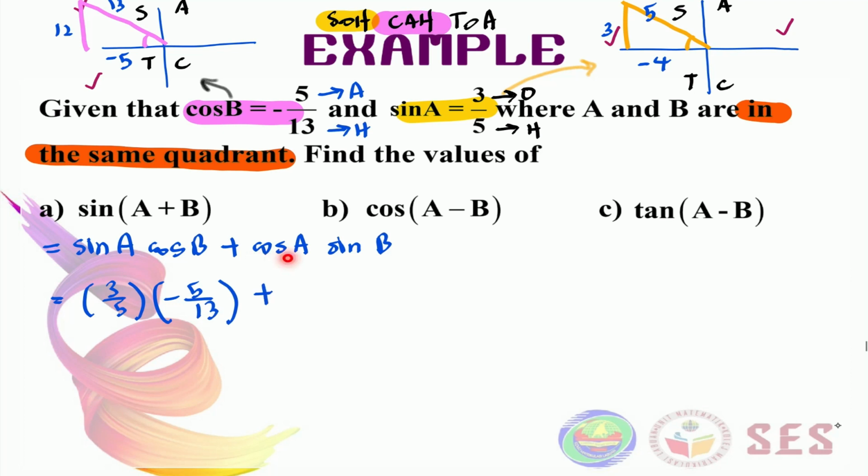Now, we haven't had cos a and sine b. This is angle A and this is our angle B. For angle A, we need to look at its triangle here. For angle B, we need to look at its respective triangle here. So, cos A is equal to its adjacent divided by its hypotenuse. So, adjacent divided by its hypotenuse, that is minus 4 over 5. And for sine B, its opposite divided by its hypotenuse. So this is 12 over 13. So put this in your calculator. Your answer should be negative 63 over 65.